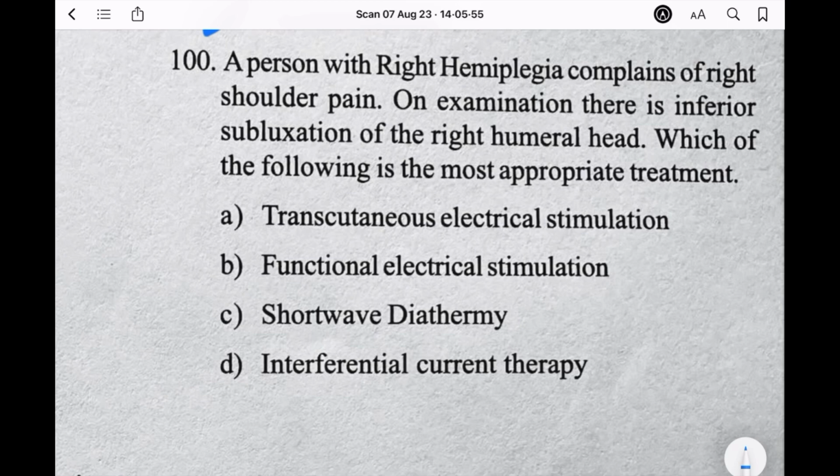So options are A, transcutaneous electrical stimulation, B, functional electrical stimulation, C, shortwave diathermy, and D, interferential current therapy. So correct answer must be B, functional electrical stimulation.